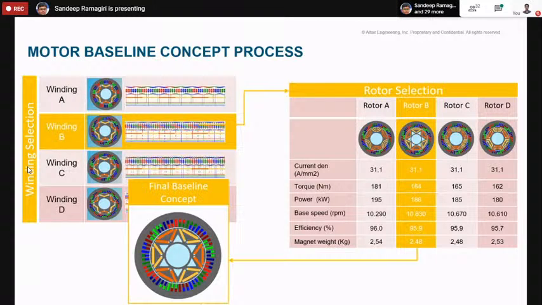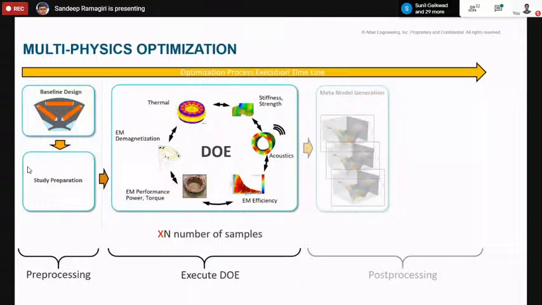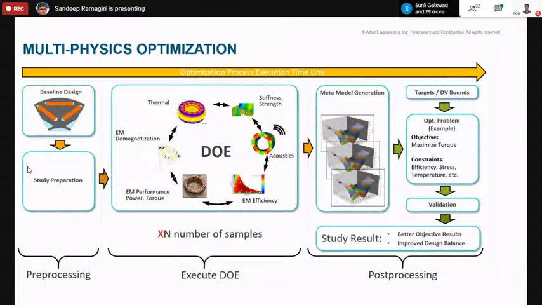But our customer recommended that we go with rotor B, because they also need to look at the manufacturing facilities. So that's the reason we went with rotor B. And once we had this, we created several models to meet the objective and also to meet the constraints.